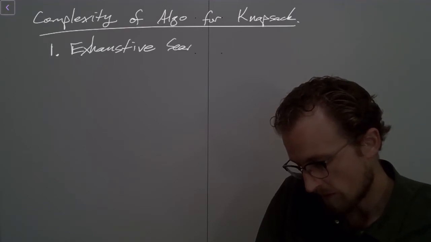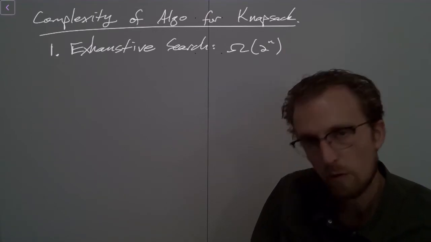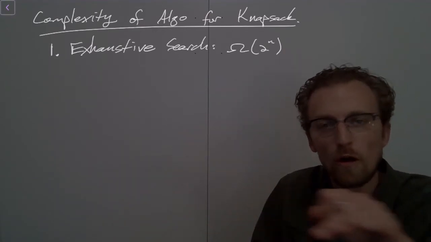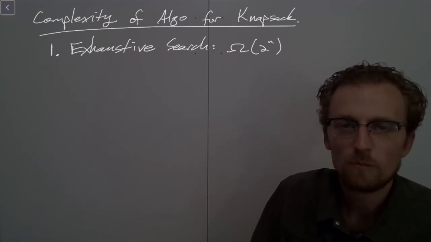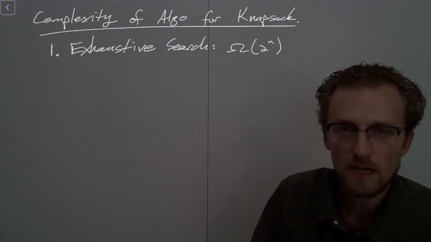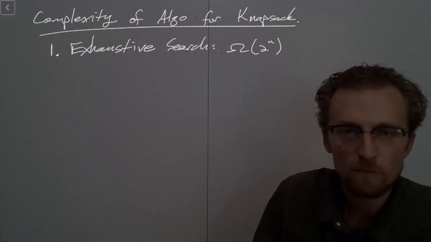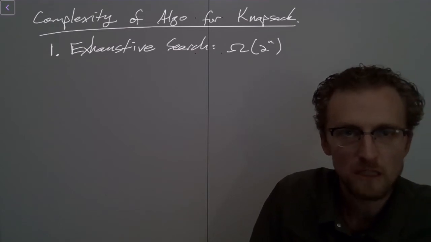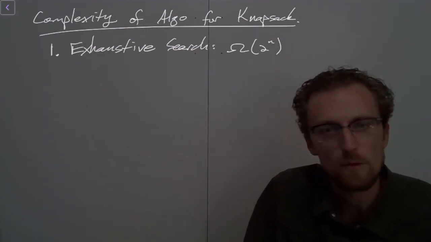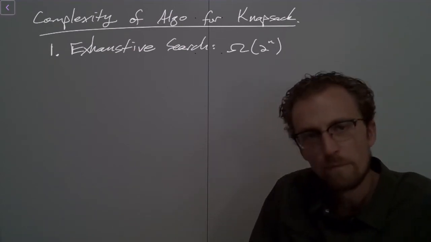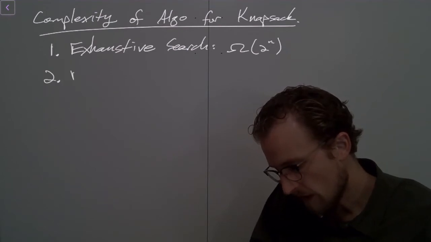So exhaustive search was, and I'll say, big omega of 2 to the n. Recall big omega is like a floor, right? It tells us a lower bound for the complexity. So we're saying the complexity is at least as bad as 2 to the n because we have to enumerate all the subsets. Practically, we're going to get something that looks like n times 2 to the n because, you know, for each subset you also have to add up the values of the subset and stuff. But it's clearly exponential.